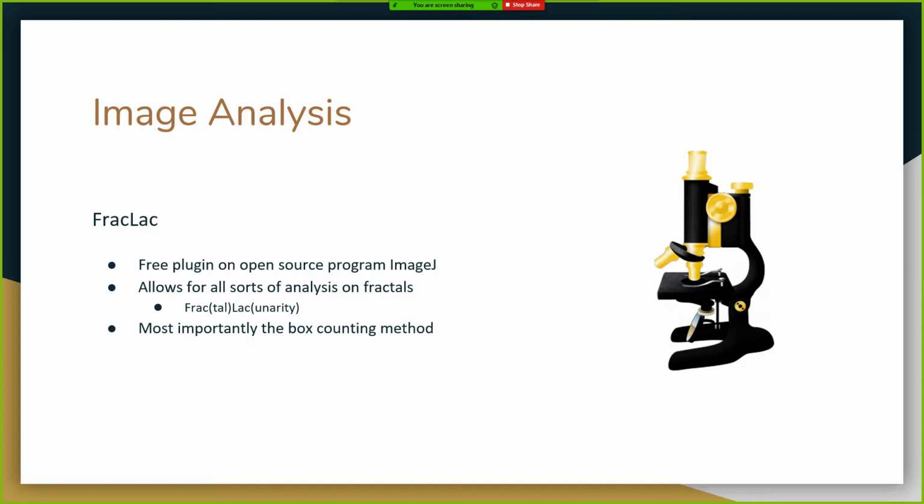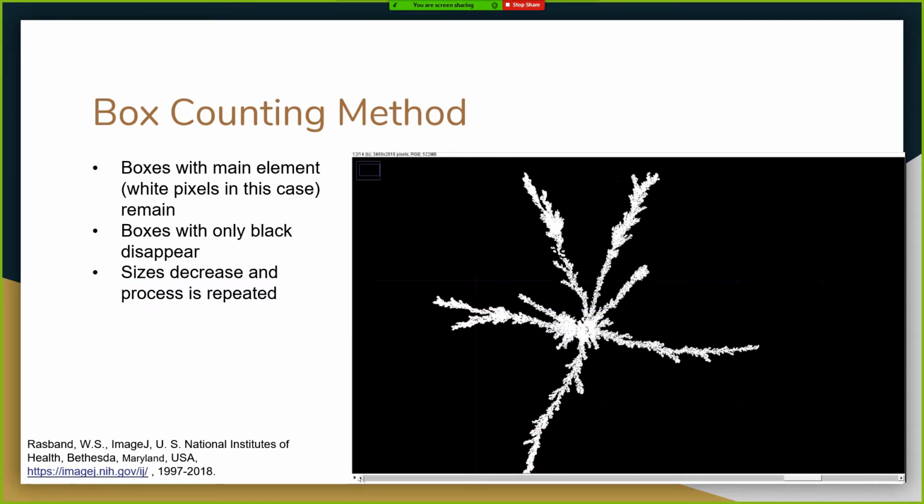So going a little more in depth on what the box counting method is, here on the right is an image of one of the fractals I grew and the box counting method in action. The general idea behind it: you start with just a couple big boxes at the start, and then you get smaller and smaller. The boxes with the main element, in this case the white pixels, they stay. And if you have a box that only has background or black in it, then you get rid of that box. And then you shrink the box a little bit and repeat that process until you have essentially the shape in the form of a bunch of little boxes.